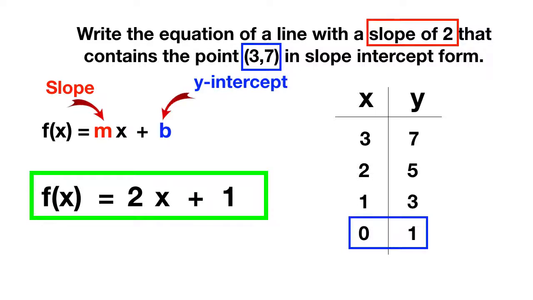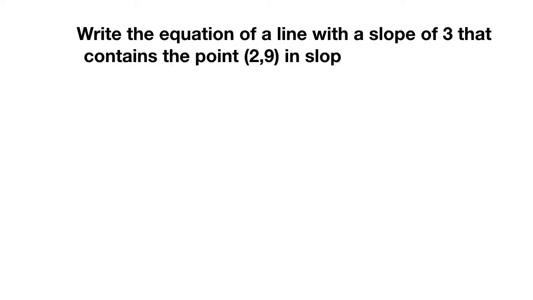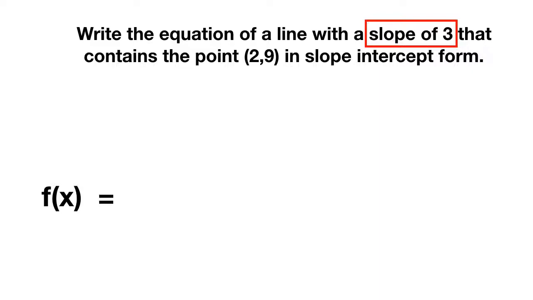Now I have successfully written this equation in slope-intercept form. Let's do one of these together. Let's write the equation of a line with a slope of 3 that contains the point (2, 9) in slope-intercept form. Well, we can start by writing that f(x) =, and what does the problem say the slope of this line is? Well, we can read that the slope is 3, so we'll write 3x into our equation.